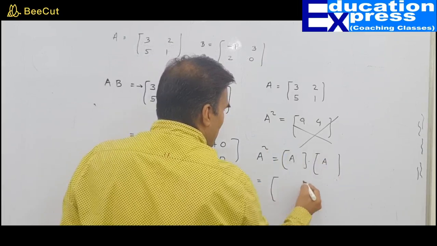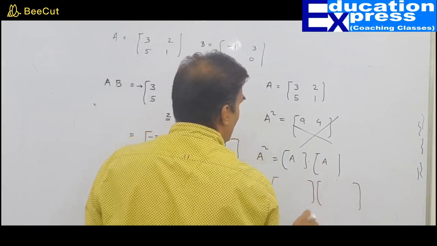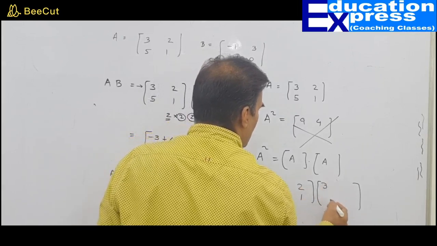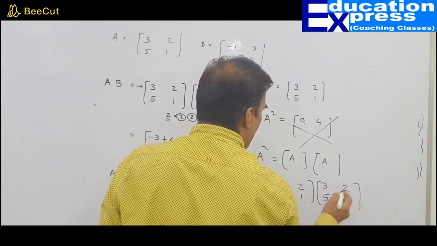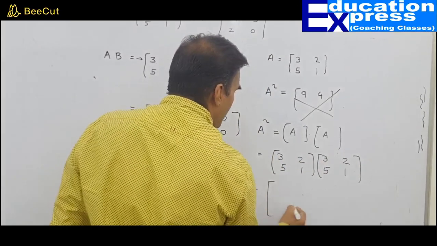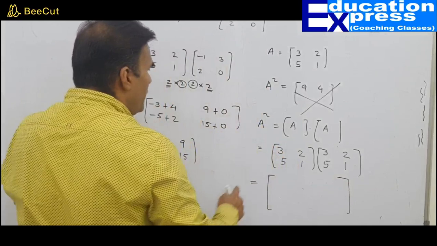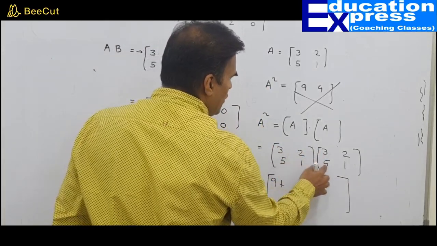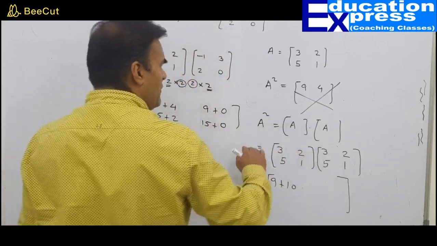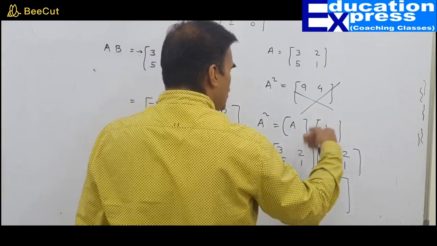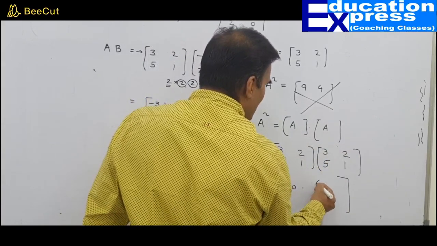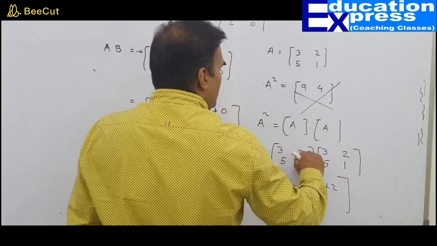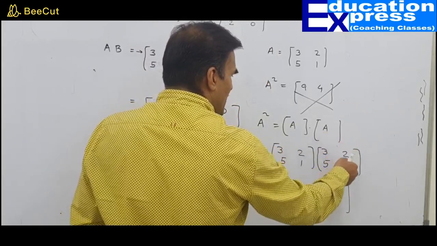That means matrix A multiplied by matrix A, [3, 2; 5, 1] times [3, 2; 5, 1]. So when you multiply, what do you get? 3 into 3, 9, plus 2 into 5, 10. Same way, same method of multiplying. First row, first column. First row, next column. 3 into 2, 6, plus 2 into 1, 2. So I have done the first row, first column, first row, second column.